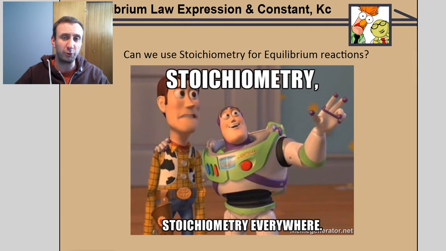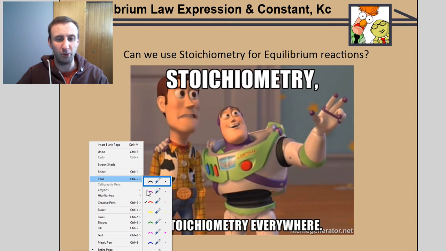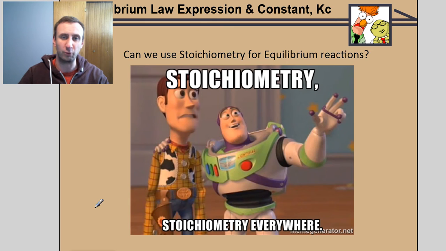So first of all, can we use stoichiometry for equilibrium reactions? And the answer is no, we can't use traditional stoich as we know it. The reason is traditional stoich relies on the fact that the reaction is quantitative. If we had a percent yield, we could maybe use that, but percent yield isn't as useful as what you're about to learn, which is how to write equilibrium expressions and equilibrium constants in order to analyze an equilibrium system.